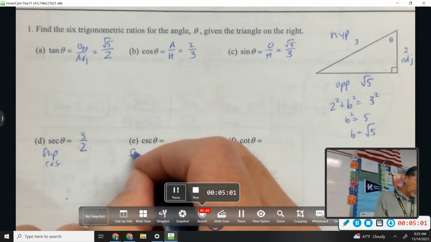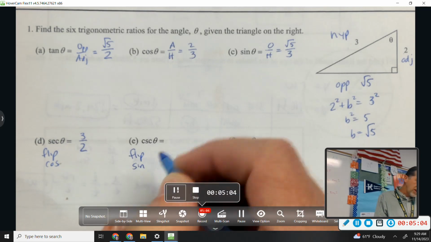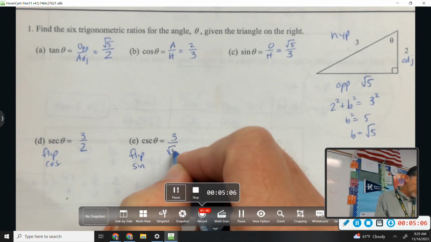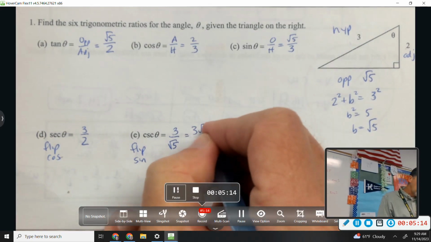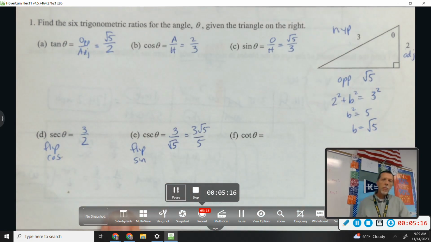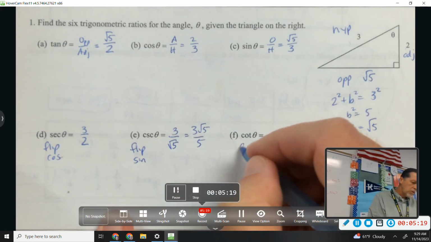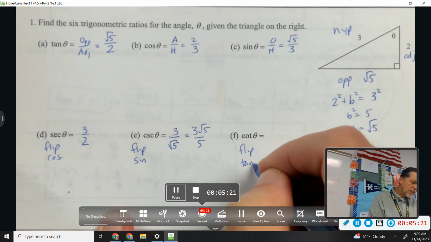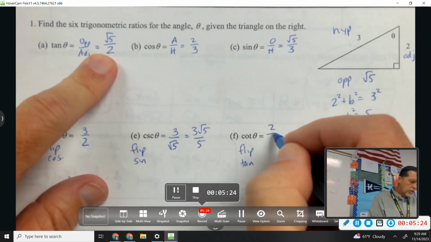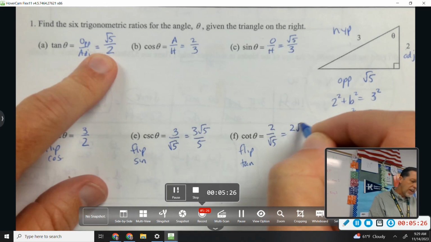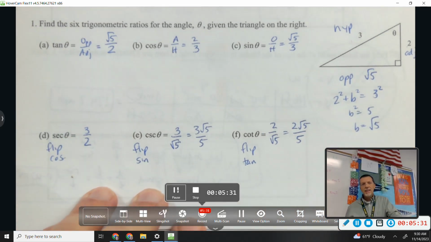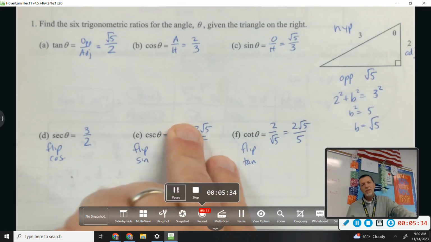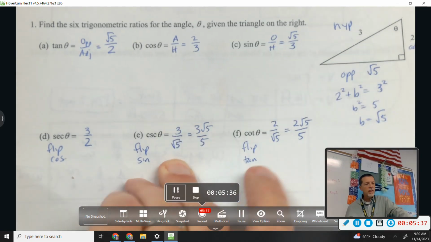Cosecant is partners with sine, so the flip of sine. 3 over square root 5, except we kind of don't like that because of the square root in the bottom. So 3 root 5 over 5. Cotangent is the flip of tangent. So 2 over root 5, we have to fix that. 2 root 5 over 5. Old news, right? I hope. SOHCAHTOA and the partners.